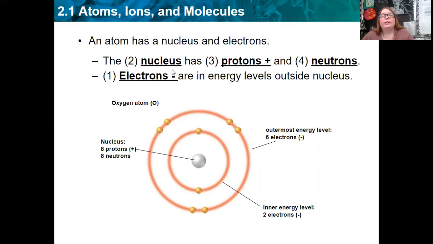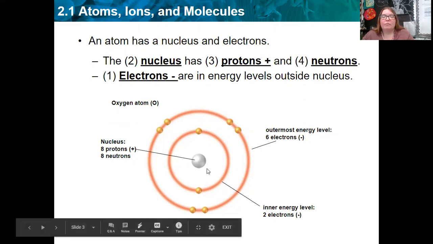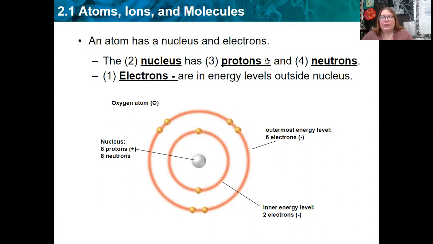Okay, so the nucleus has the protons and the neutrons in it. And then electrons are in the energy levels outside the nucleus. It's kind of like this is the sun, and all the little electrons are like the planets orbiting it. The protons, you see this plus sign, that means they're positive. Neutrons, it looks like the word neutral. They don't have a charge. And electrons are negative, or they have a negative charge to them.